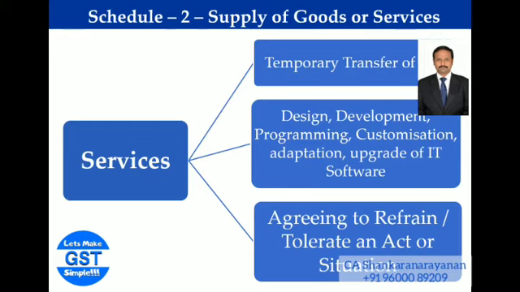And the third one, which you see on your screen, is the most notorious thing in GST so far. Agreeing to refrain or tolerate an act or situation is considered to be a supply of service.